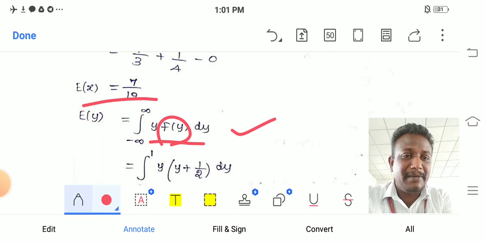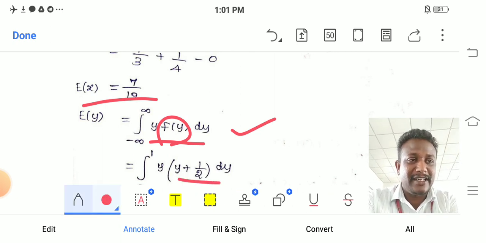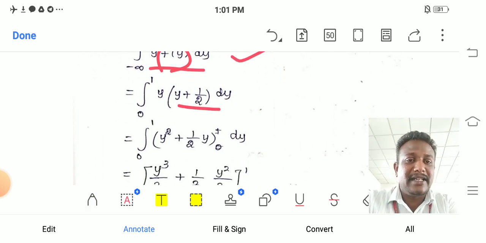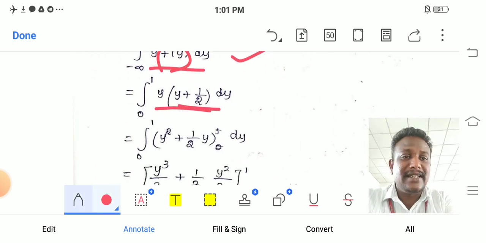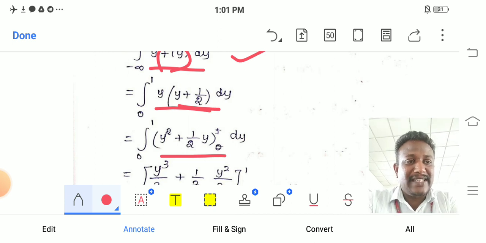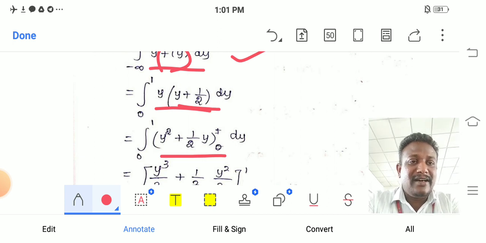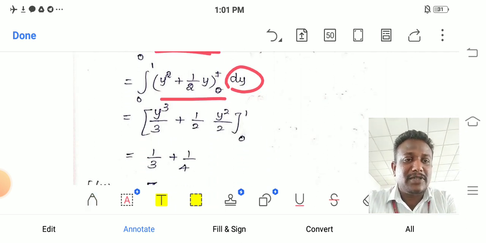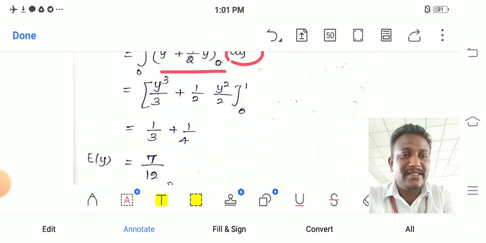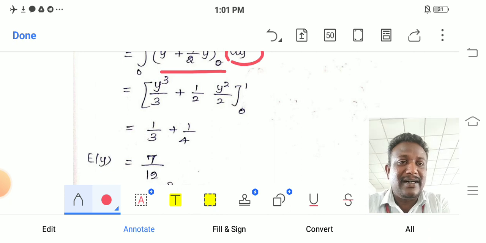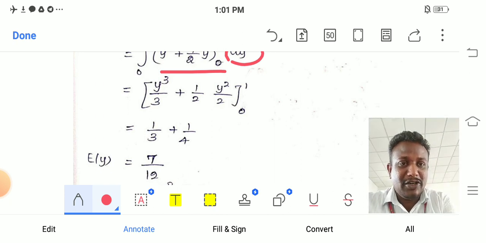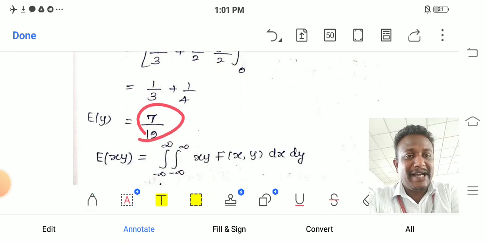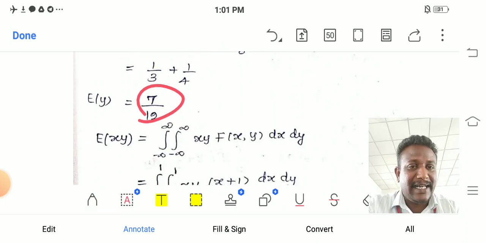Here I have replaced that value. It is nothing but y plus 1 by 2. After replacing, take multiplication with this one. Then after multiplying, you can directly integrate with respect to y. Once you have integrated, substitute the upper and lower limits. After simplifying, you will get E of y is 7 by 12. So now you have calculated E of x and E of y.